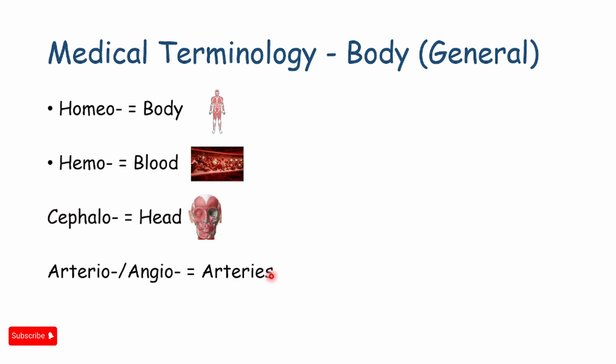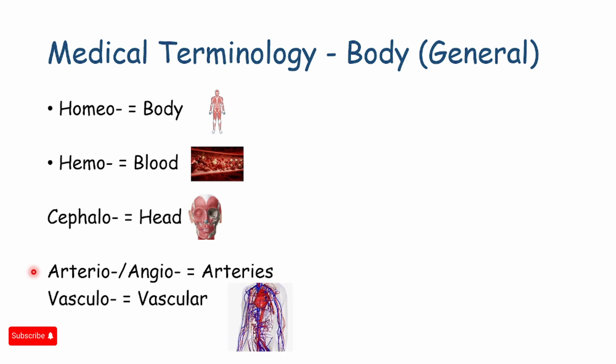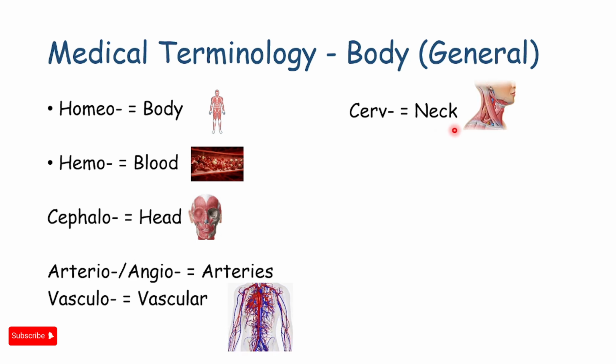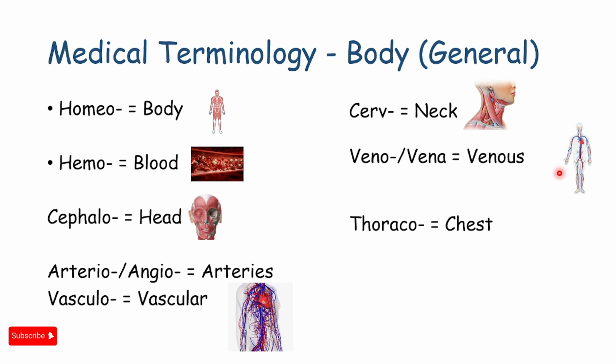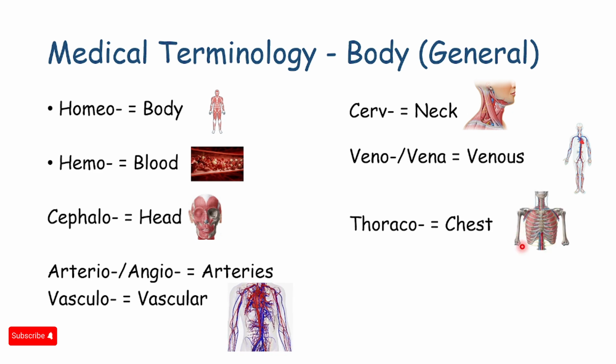Arterio or angio means artery, like angiogram. Vasculo also related to the vessel in human body. Cervical related to the neck, like cervical lymph node. Veno or vena means venous, like superior vena cava, inferior vena cava. Thoraco related to the chest. So this is the thoracic cavity that contain both lungs and heart.